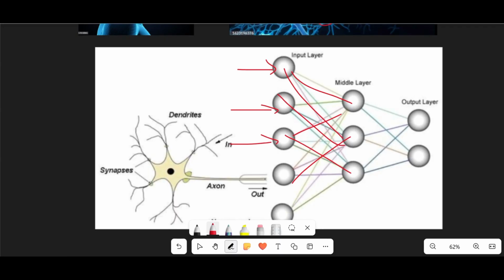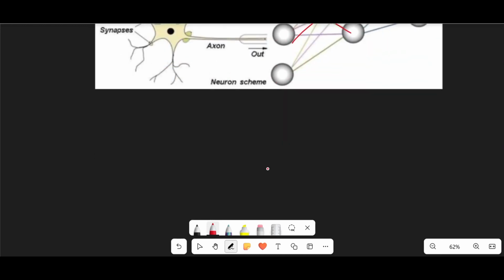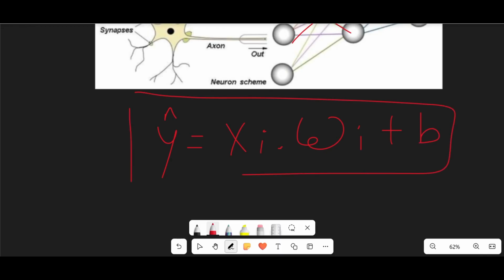Next, the neuron adds all the weighted inputs together. This is called weighted sum. The formula of weighted sum is: predicted output equals input times weight of input, plus bias. That is the formula of weighted sum.